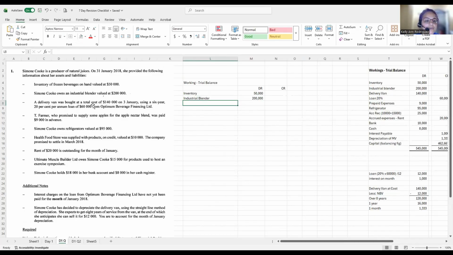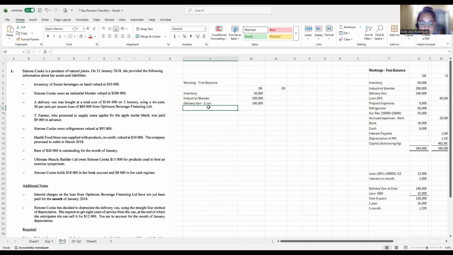A delivery van was bought at a total cost of 140,000. So she has a delivery van worth 140,000. However, we didn't finish that question. She bought it on the 3rd of January, let's make a note of that, using a 6-year, 20% per annum loan for 60,000. Now, remember the examiner gave you the information that is necessary. Don't try to figure out where the difference comes from, what we are going to do with the difference, or how to account for it.